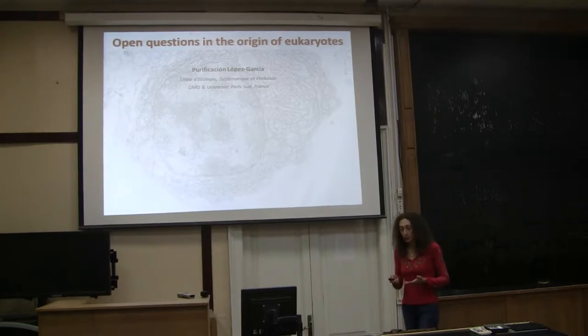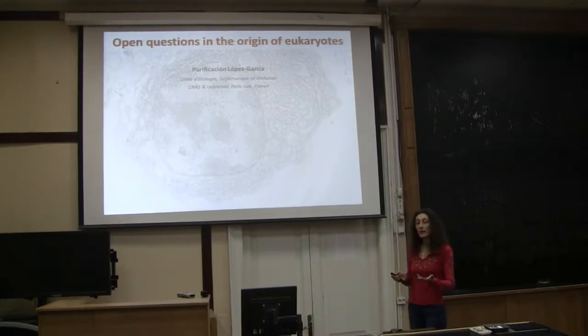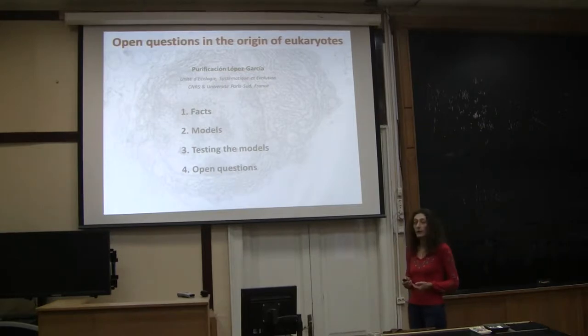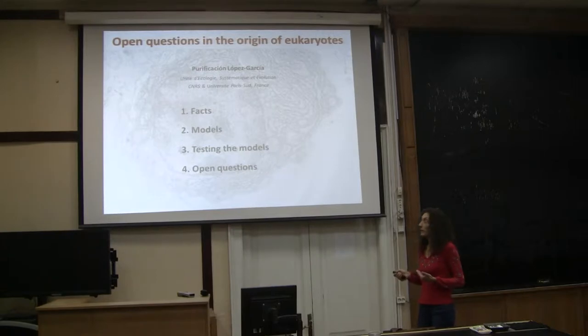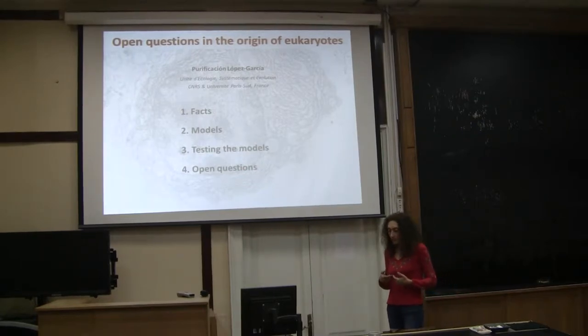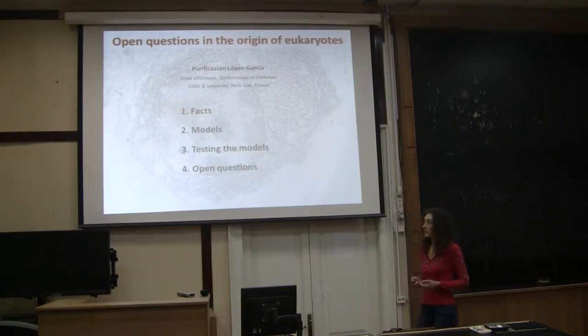And so to try to dissect and clear up things, I will talk first about the facts, the observations that we have, and the models that try to explain the observations that we have concerning the origin of eukaryotes. I will then comment on how we can perhaps hope to test these models, and I will end by discussing some really very open questions that will be the focus of future research and certainly speculation in the future.